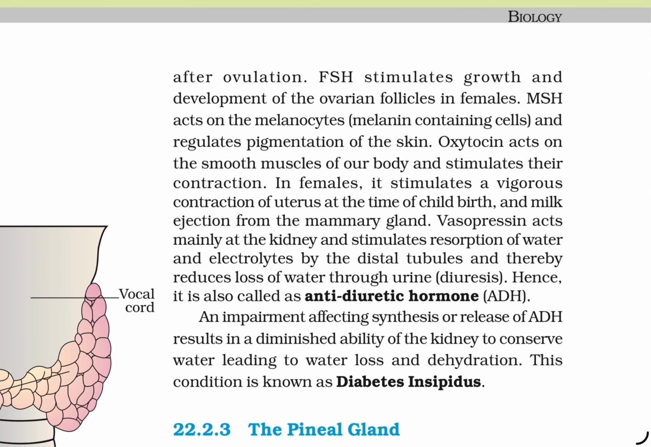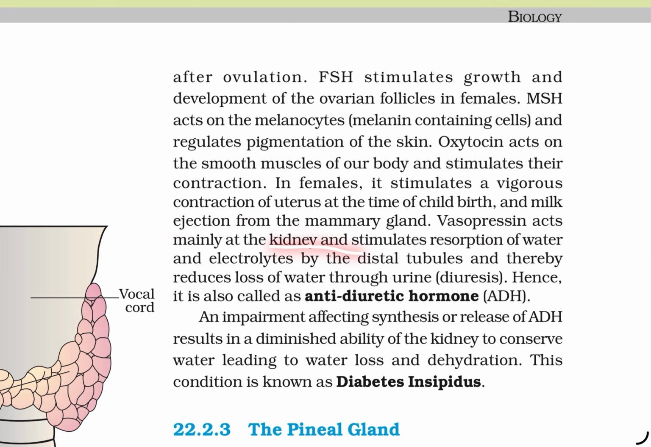The MSH acts on melanocytes, melanin containing cells, and regulates the pigmentation of the skin. Oxytocin acts on the smooth muscles of the body and stimulates their contractions. In females, it stimulates vigorous contraction of the uterus at the time of child birth and milk ejection from the mammary gland.